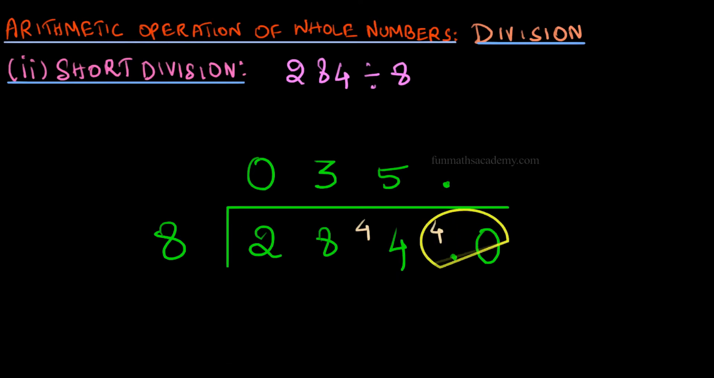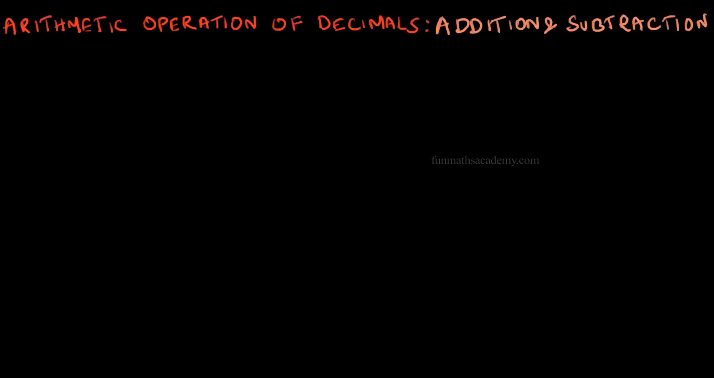Now, how many 8s are there in 40? Yes, there are 5 8s in 40. This answer 5 will be written in the quotient next to the decimal point. The secret to finding the answer in decimals lies in the zeros we place next to the decimal point. Next, we shall check out arithmetic operations on decimals.